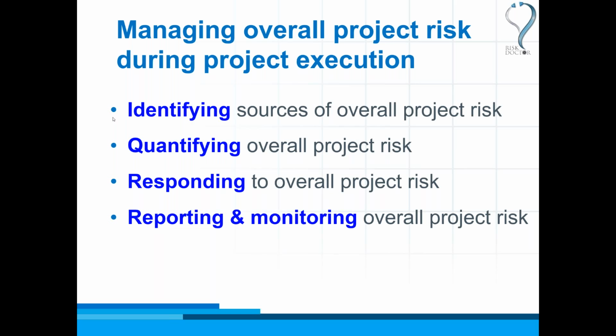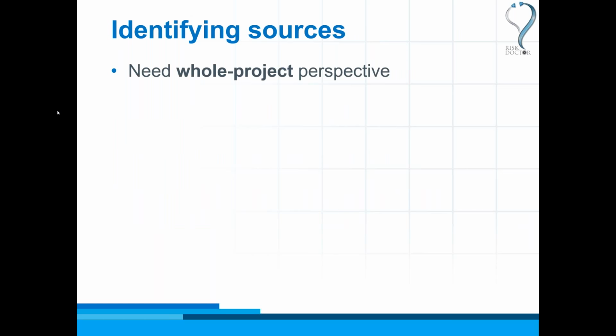So I'd like to take these four steps and give you some ideas about how you might identify and quantify overall project risk, which answers the question, how risky is my project? And then how you might respond and report overall project risk, which is deciding what we're going to do about it. So I hope that's okay with you. I hope that's what you're expecting, and I hope you find the rest of this interesting and useful. So let's start at the beginning with identifying sources of overall project risk.